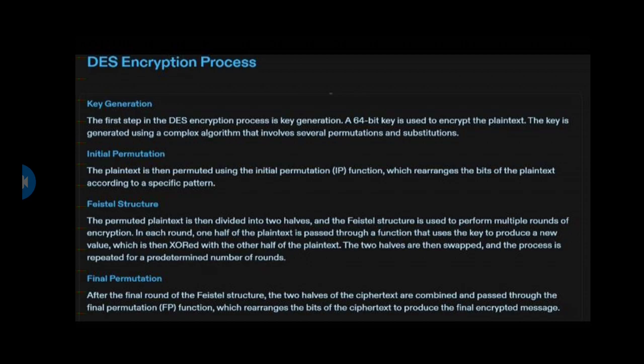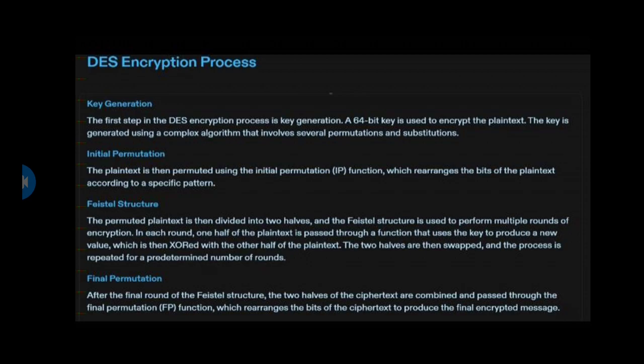In the initial permutation, the plain text is permuted using the initial permutation function, which rearranges the bits of the plain text according to a specific pattern. Coming to the third process, it is the Feistel structure, where the permuted plain text is divided into two halves, and the Feistel structure is used to perform multiple rounds of encryption.